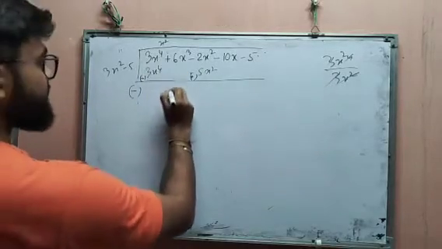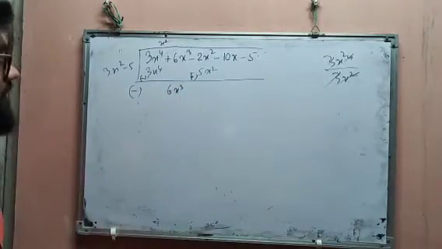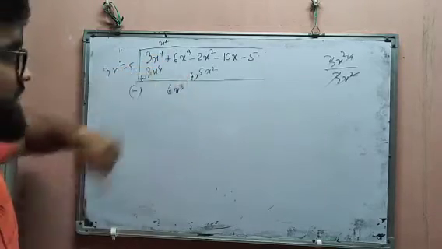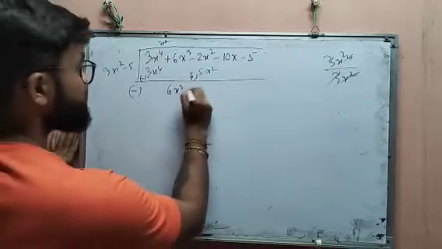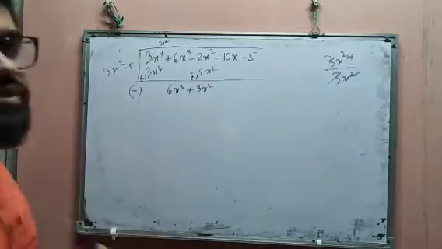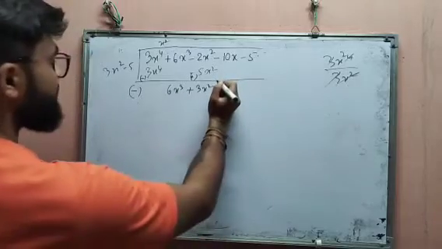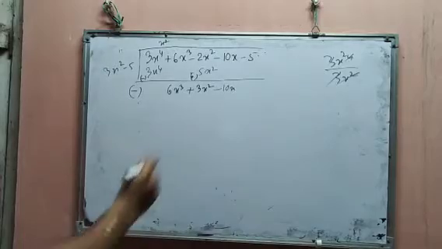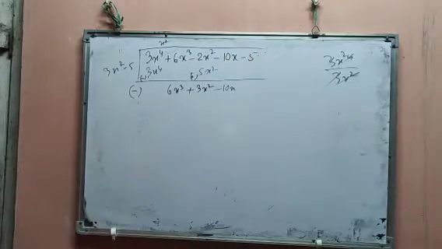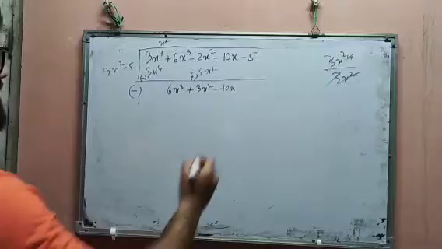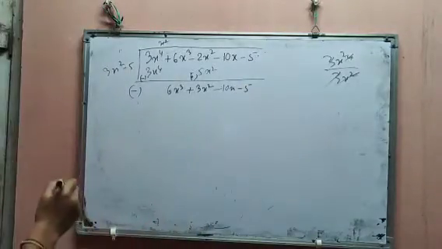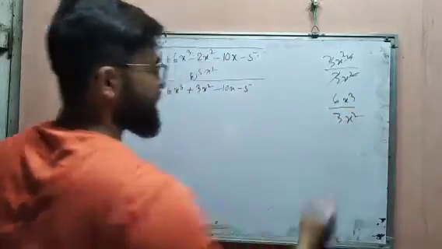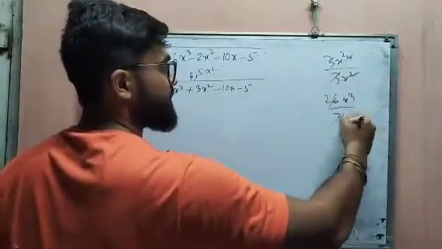Now this becomes 6x cube. Now you see that this is minus 2 and this is plus 5, that means plus 5 minus 2, that is plus 3x square. Then it becomes minus 10x, and the rest of the terms come down with no change of sign, and this is minus 5. Now this is 6x cube and this is 3x square, so we can divide 2 times, and it will be x cube.